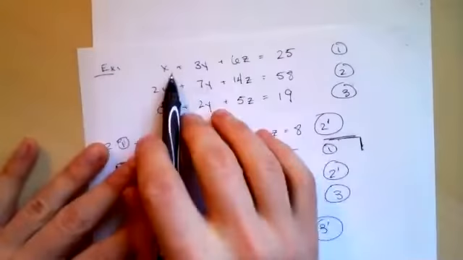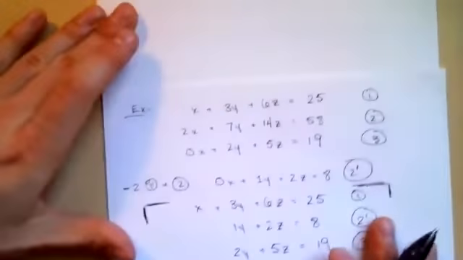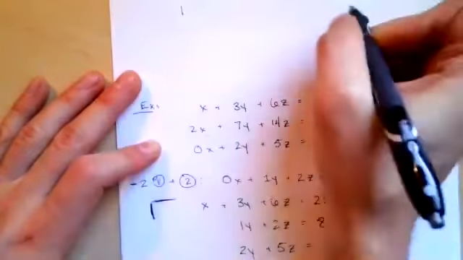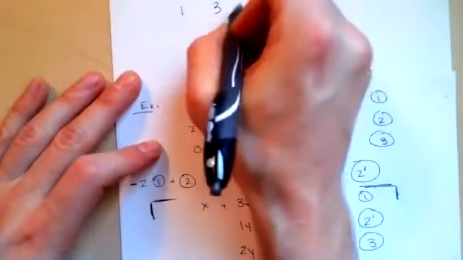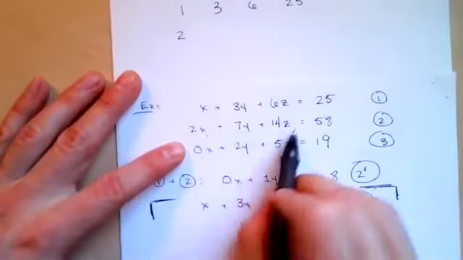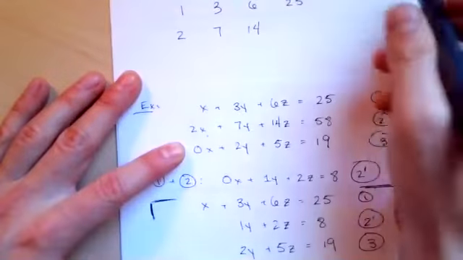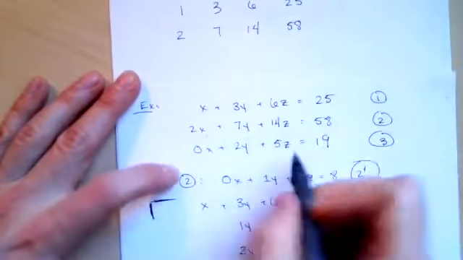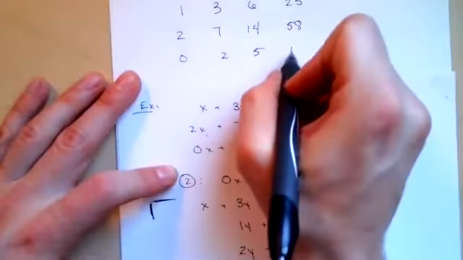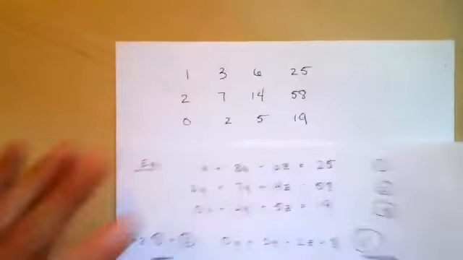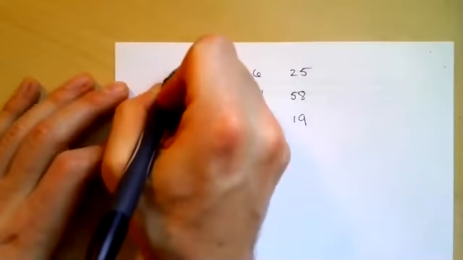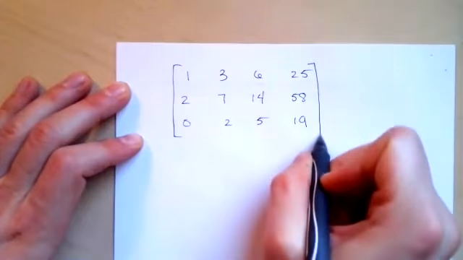So in this example, our coefficient matrix, or our augmented matrix corresponding to the system of linear equations, is going to be 1, 3, 6, 25. Second row is going to be 2, 7, 14, 58. Third one, 0, 2, 5, and 19. So this is our augmented matrix.